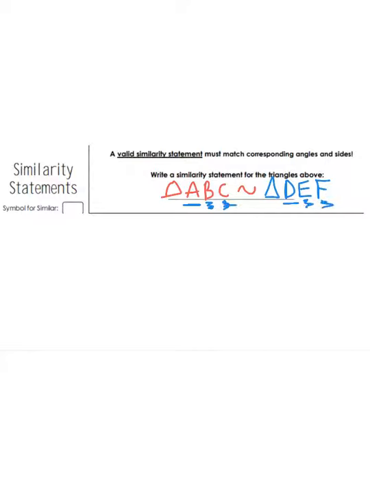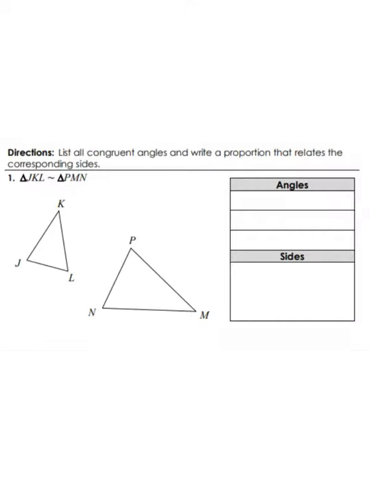They should be written in correct order, okay, and that'll tell you which angles go together. It also tells you which sides go together, okay. AB should be the same proportion as DE. BC should go with EF, and AC should go with DF. So they're written in order.